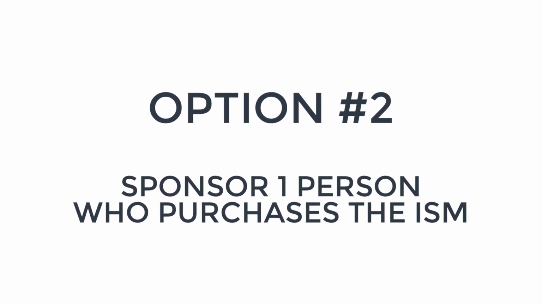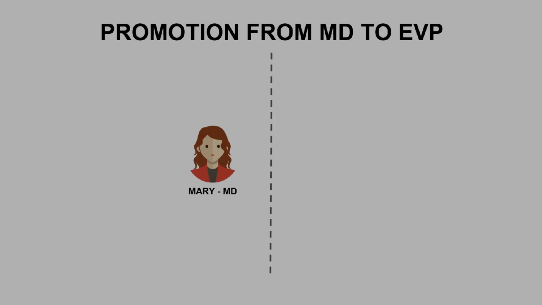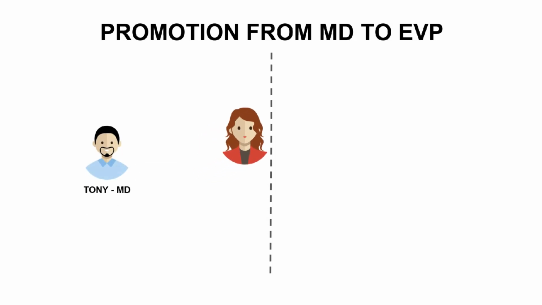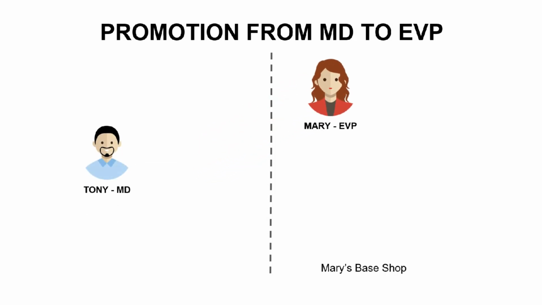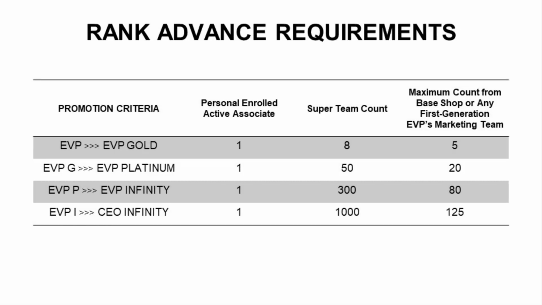Option number two, the second and most popular way to rank advance from marketing director to executive vice president, is by personally sponsoring one person who purchases the income shifting membership. When you satisfy either of these two options, you will be promoted to executive vice president. To rank advance to higher leadership positions, you must build your team and help others on your team rank advance.